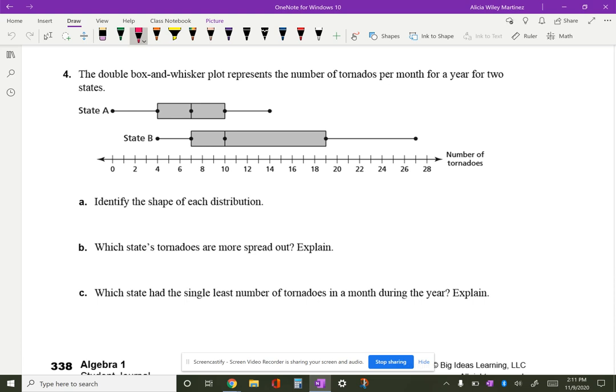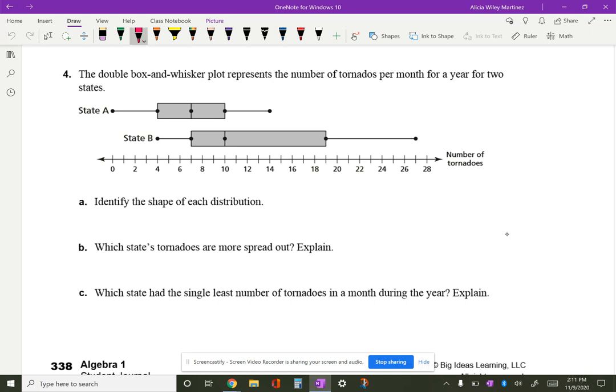Hello, Algebra 1. As promised, I'm going to present number 4 on page 338 of your student journal, since we did not get to it in class. In number 4, we have a double box and whisker plot. It represents the number of tornadoes per month for a year for two states, State A and State B.